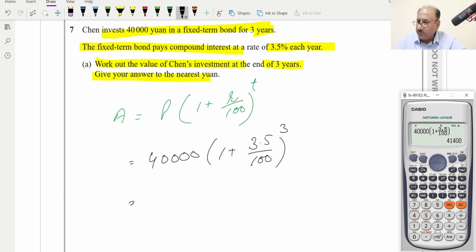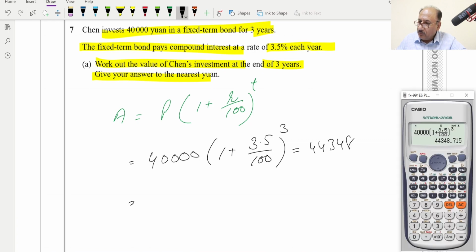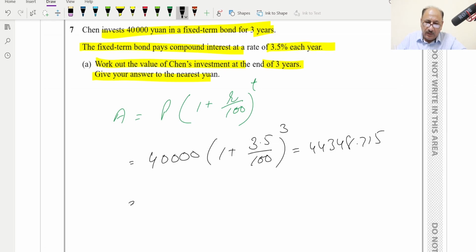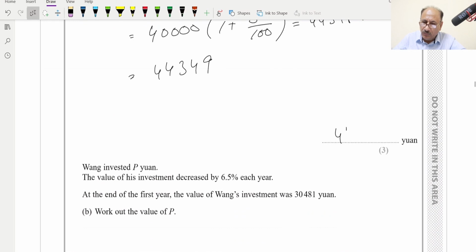414. No, the power we missed, so we have to take this power as 3, and this will be 44348. This is equal to 44348.715, and nearest yuan. So this will be rounded to 44349. This one will be our final answer, which we can provide over here at the proper place.